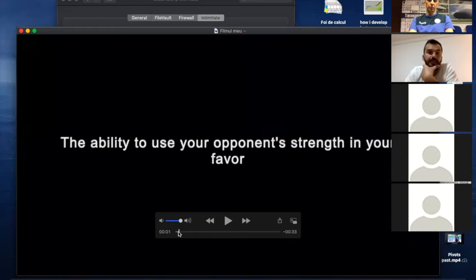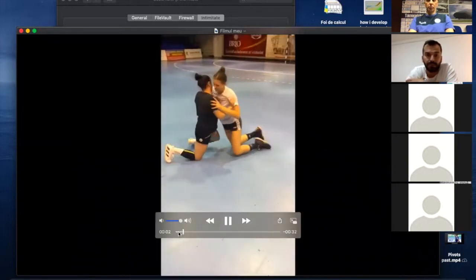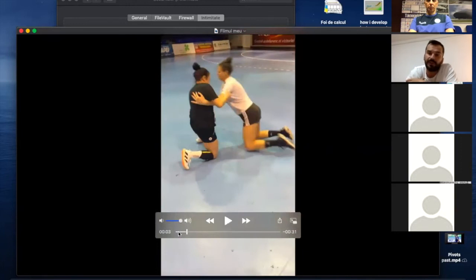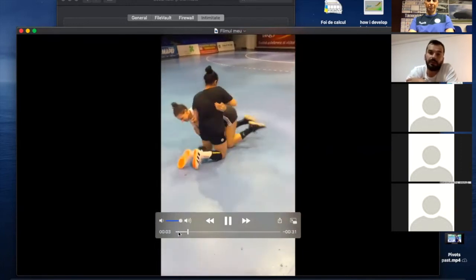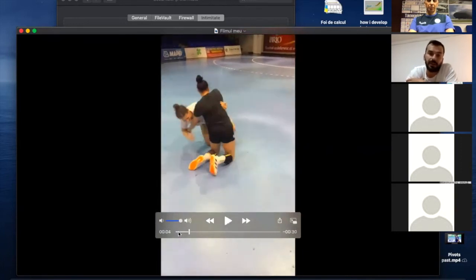Here I said the ability to use your opponent's strength in your favor. I name it like that. So I want to show you this fighting. Now the girl with the black t-shirt, sorry. If you look now in the movie, it seems like she wins.